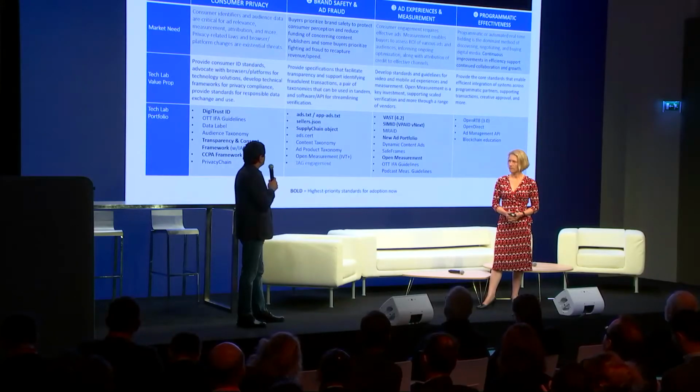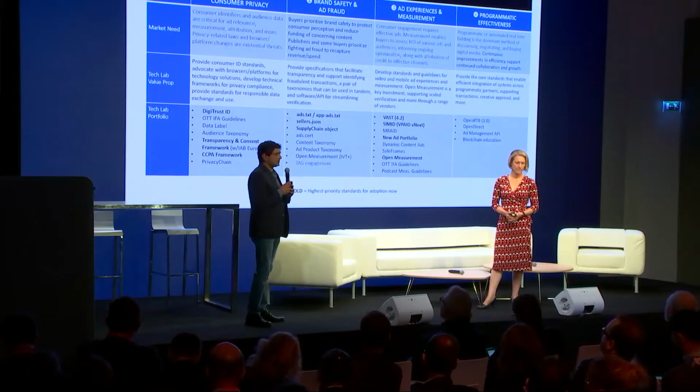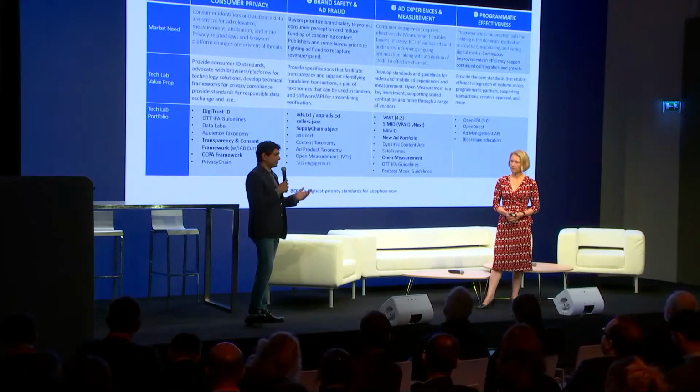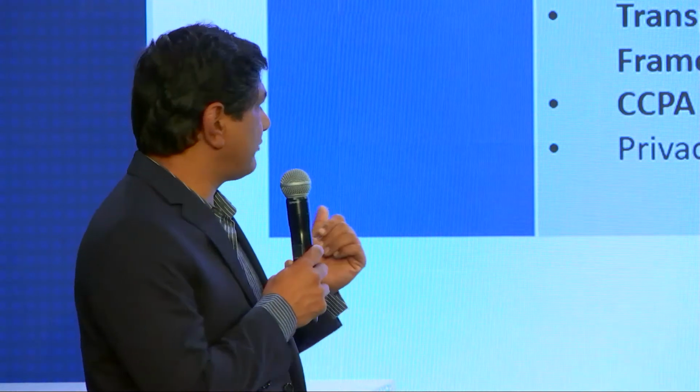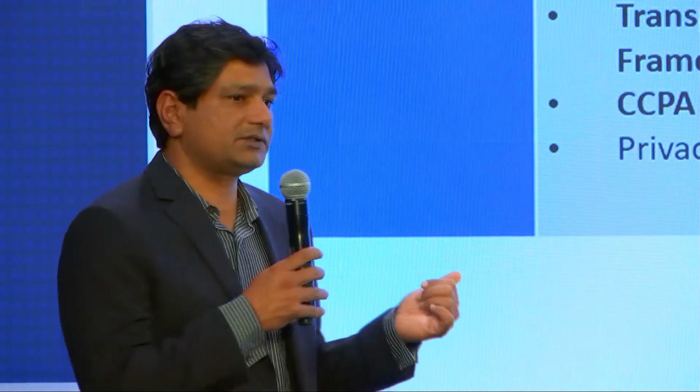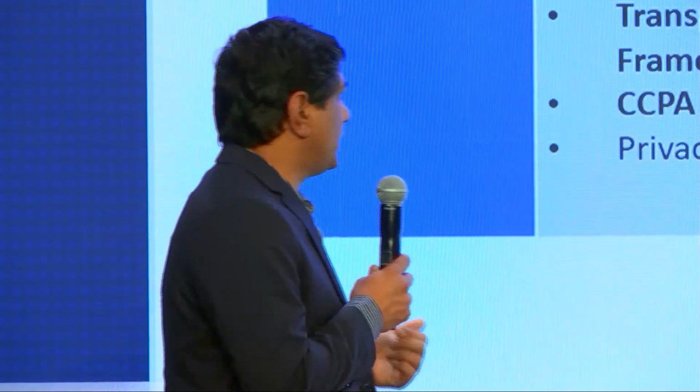The second one on our priority is brand safety and ad fraud. This has become very key, especially because of brand safety reasons due to fake news that is top of mind for everyone. But even besides that, because of the proliferation of user-generated content throughout digital media, brand safety is top of mind for advertisers. So we have products for content taxonomies there. We have Open Measurement, and then we also have products that address ad fraud with ads.txt, sellers.json and supply chain objects.